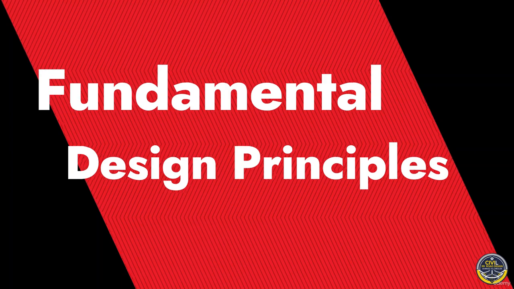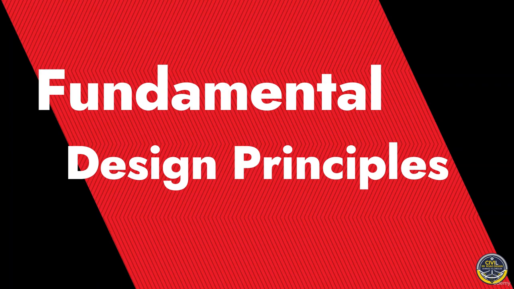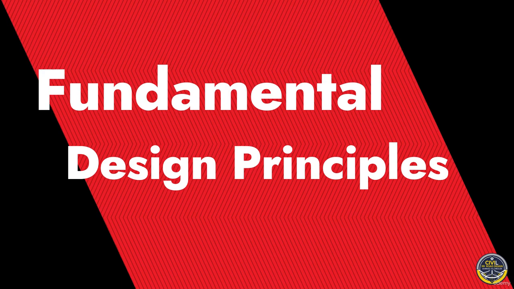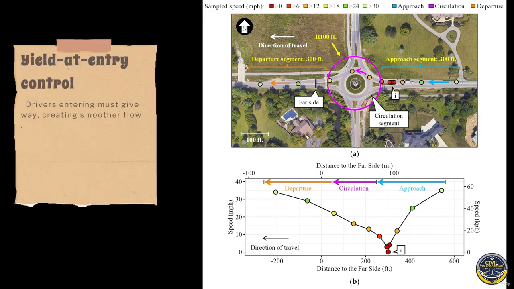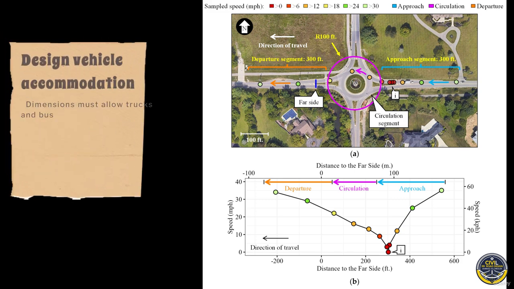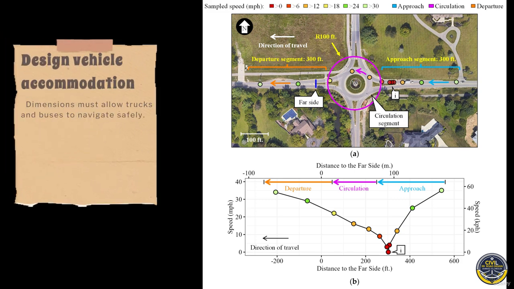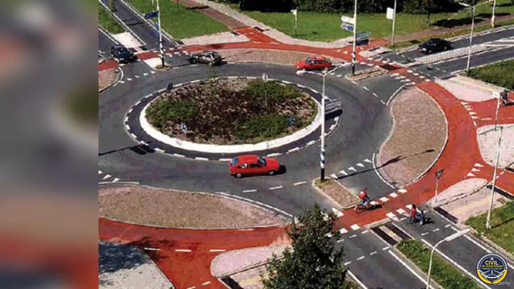Fundamental design principles. Regardless of the type, all roundabouts follow essential engineering principles. Speed control through geometry. Entry curvature forces vehicles to slow down. Yield at entry control. Drivers entering must give way, creating smoother flow. Design vehicle accommodation. Dimensions must allow trucks and buses to navigate safely.